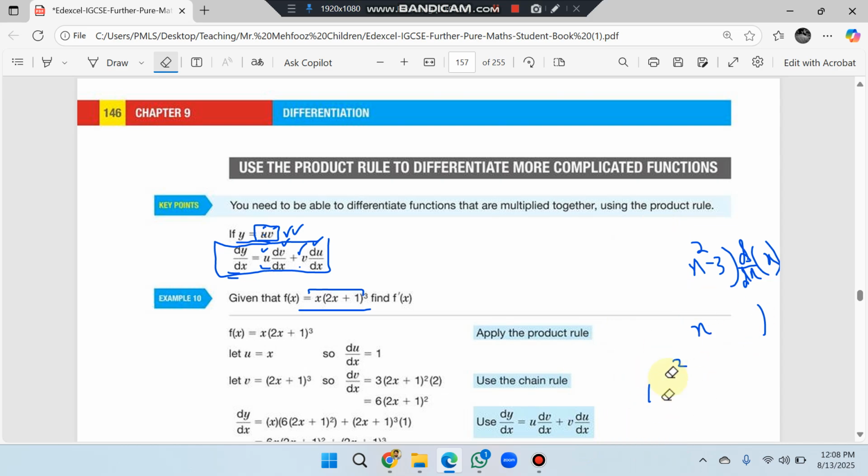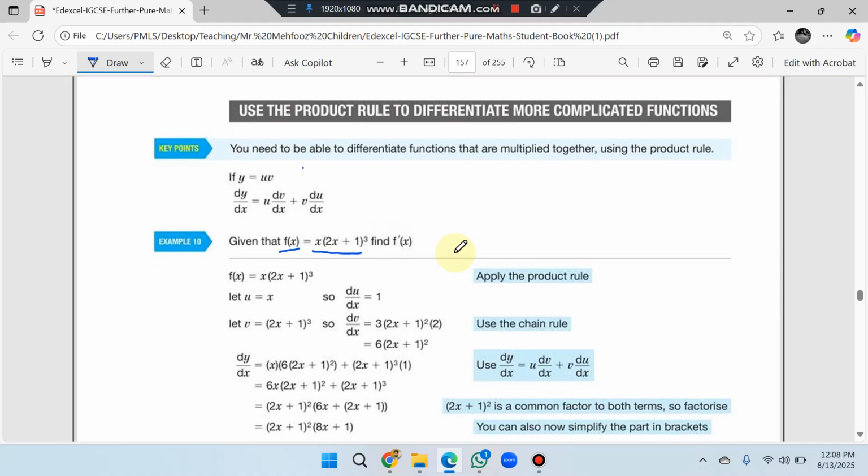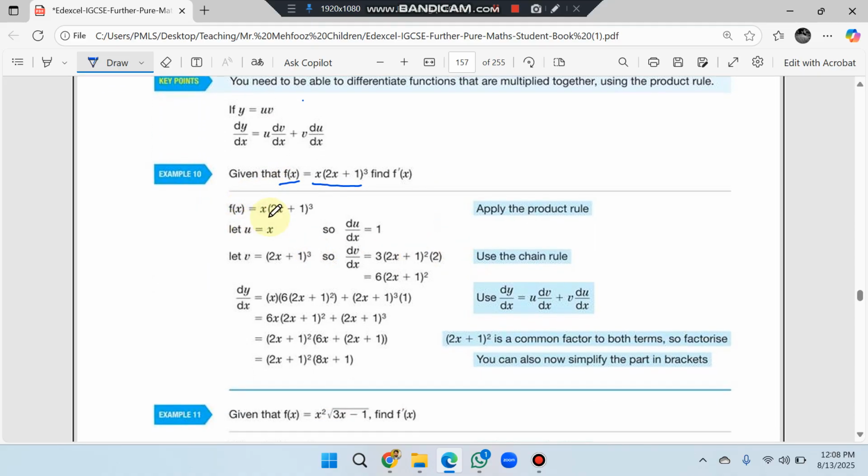After that, you can see that here we have the example 10, and in this example, given that f of x, means that y is equals to x times (2x plus 1) cube, find f prime of x, or you can say that find dy by dx, right? So in this case, f of x is x into (2x plus 1) cube. So what is u? The first function, u is x. What is v? The v is (2x plus 1) cube, and we have seen that by using formula.